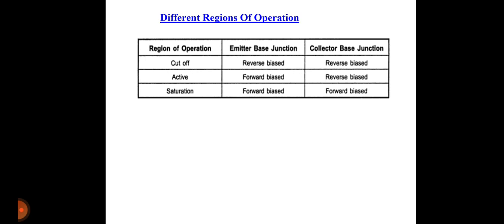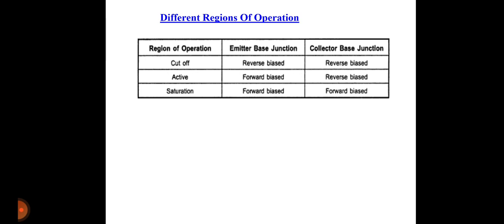We know that a transistor operates in different regions. Mainly it operates in three regions: the cutoff region, the active region, and the saturation region. For a transistor to operate in these three regions, it should be properly biased. So we know that in the cutoff region it acts as an off switch, in the active region it acts as an amplifier, and in the saturation region it acts as an on switch.